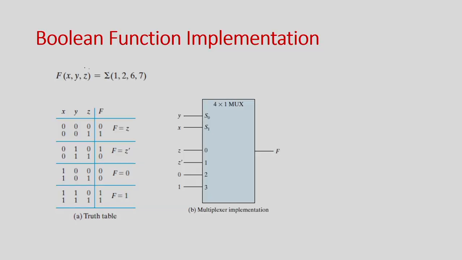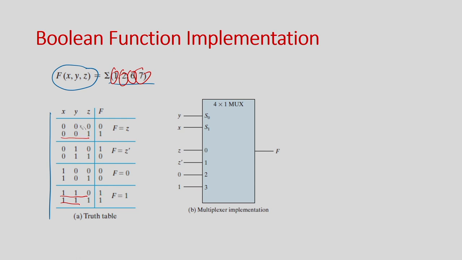So let me explain with an example. Suppose I have three variables x, y and z, and the minterms are 1, 2, 6, 7. That means in these cases my output will be 1. Let me explain. I can construct the truth table. The values of x, y and z go from 0, 0, 0 to 1, 1, 1, all possible. The output will be 1 when it is 0, 0, 1, which is 1. 2 is 0, 1, 0, the output is 1. Then 6 is 1, 1, 0 and 7 is 1, 1, 1. In these cases output is 1, and in the rest of the cases, output is 0.